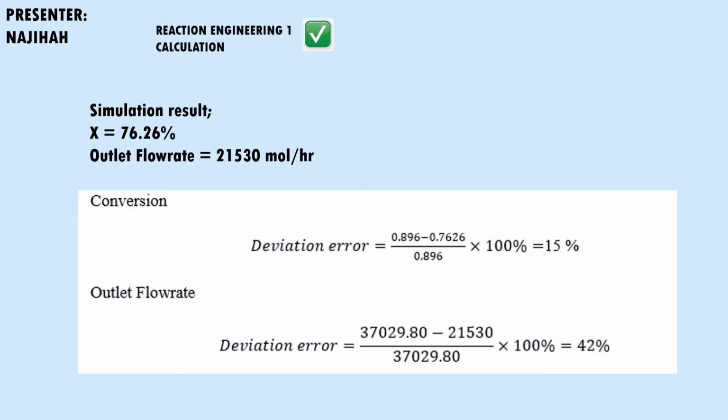After completing the reaction engineering calculation part, now we can calculate the deviation error. Deviation error consists of two, conversion and outlet flow rate. For the simulation result, conversion is 76.26% and outlet flow rate is 21530 mole per hour. For conversion there is 50% deviation error and for outlet flow rate 42% deviation error. It is almost the same between the manual calculation and simulation as it is below 50%.